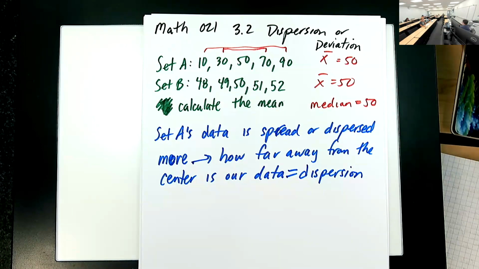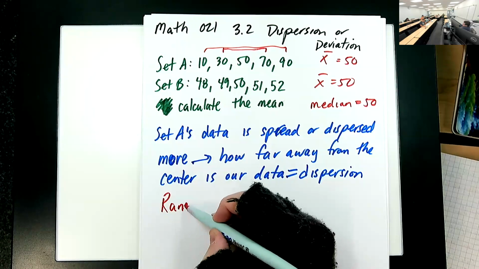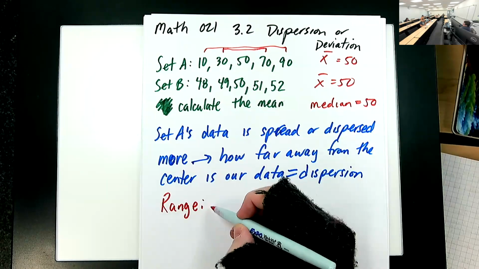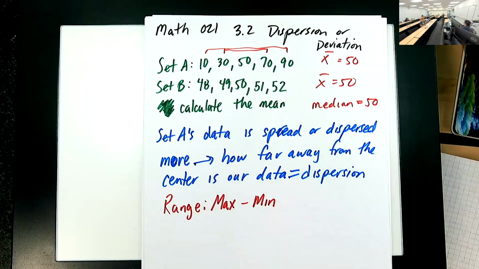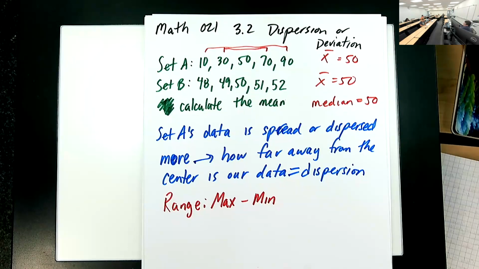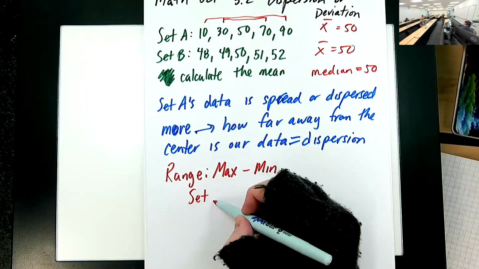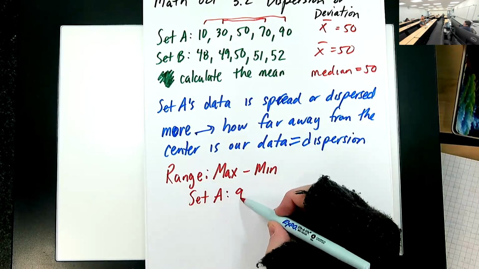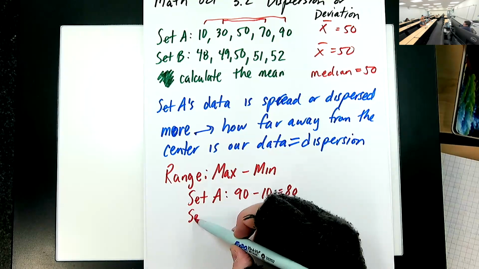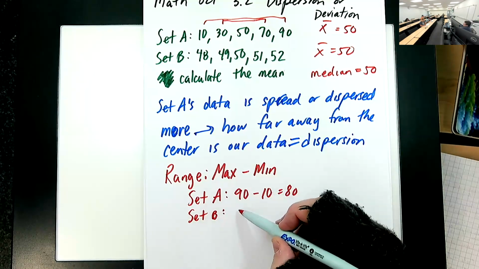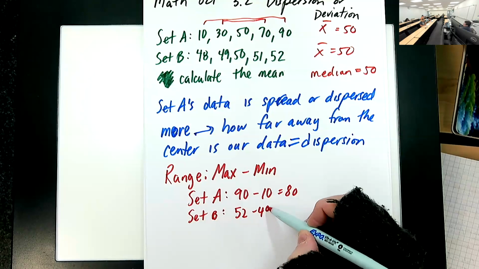One way they do this, which is the weakest way to do this, is called the range. The range is the maximum value minus the minimum value. For set A, this is 90 minus 10, which is 80. And for set B, this is 52 minus 48, which is 4.